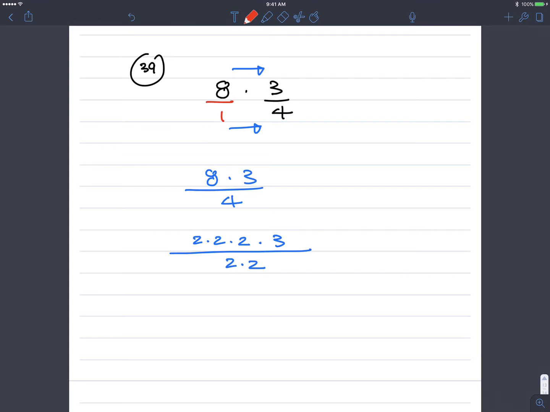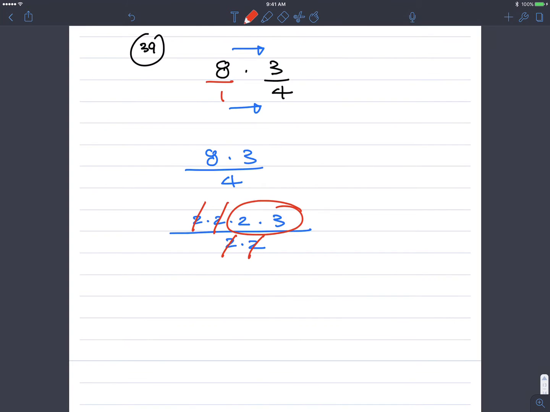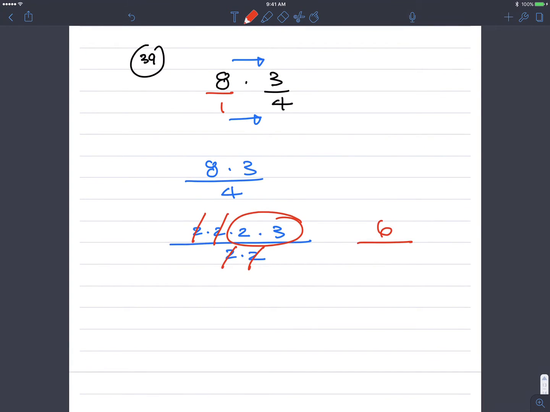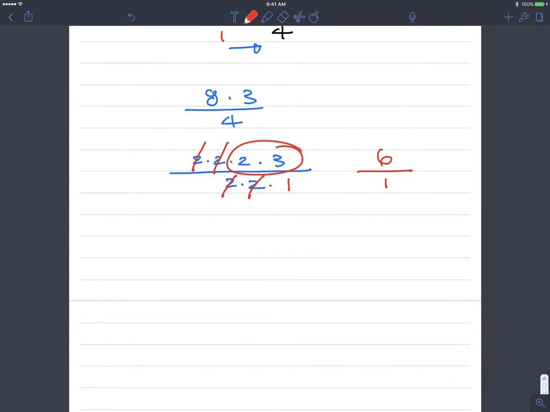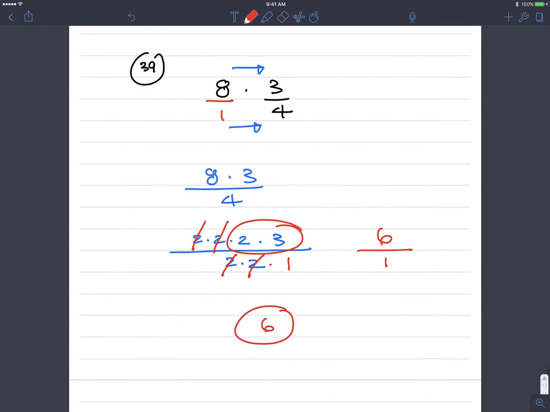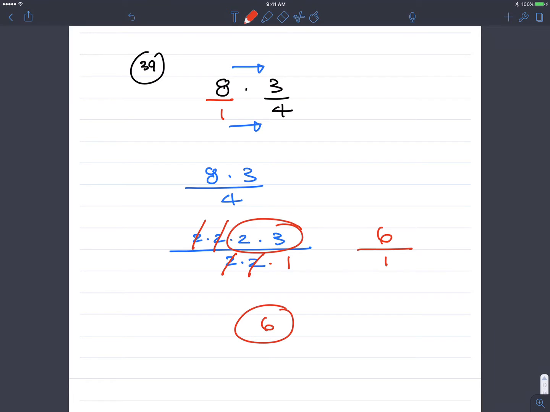Let's use our cancellation property. 2 on top, 2 on bottom, they're gone. 2 on top, 2 on bottom, they're gone. You have this number 6 because it's 2 times 3. But that number 6 is on top. Now, since everything is gone in the bottom, just put a 1 there. So you have 6 over 1. And 6 over 1 is really the value 6. So 8 times 3/4 really is the value 6.